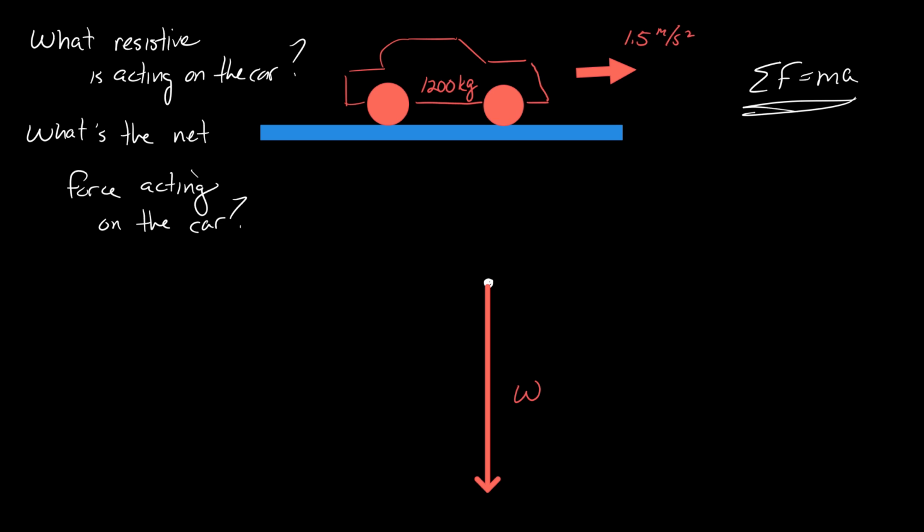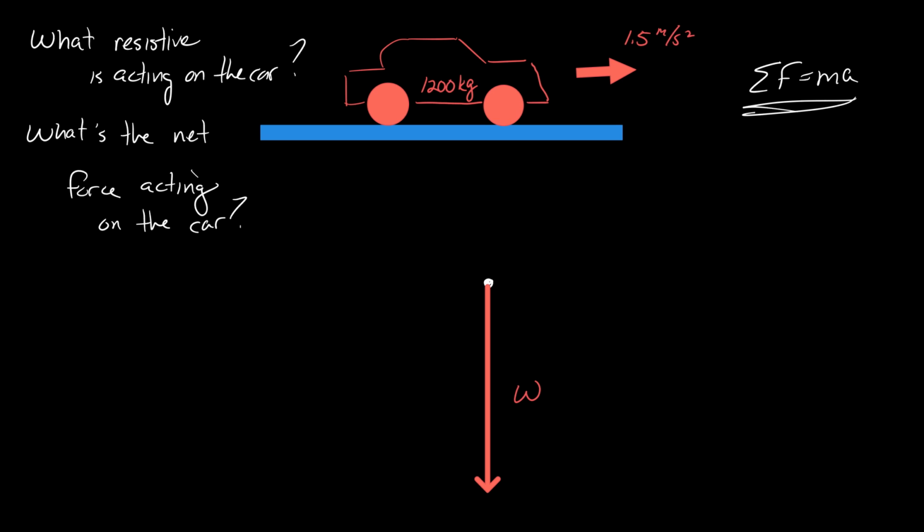We're going to draw other arrows, but we kind of have a starting place for how big the arrow should be. So we go on to the next one. Is the car being pulled on by any ropes or cables? Do we see any that are there? Nope. So I'm going to leave that one out. There's no tension force acting on the car.